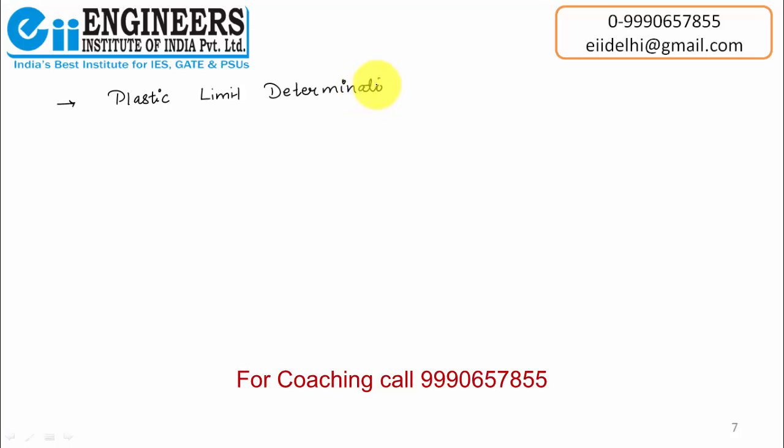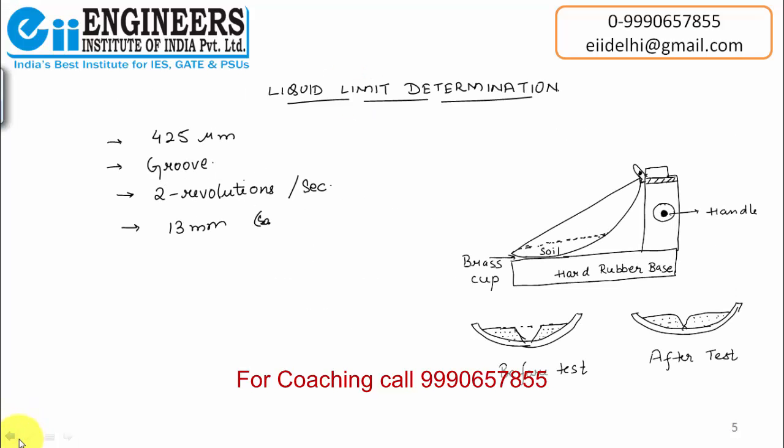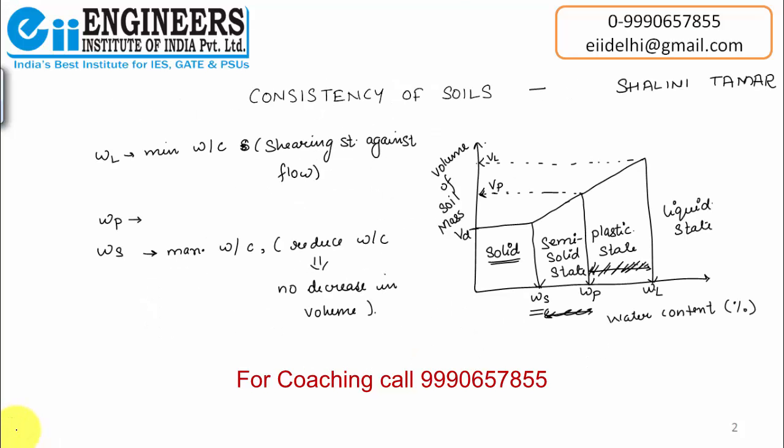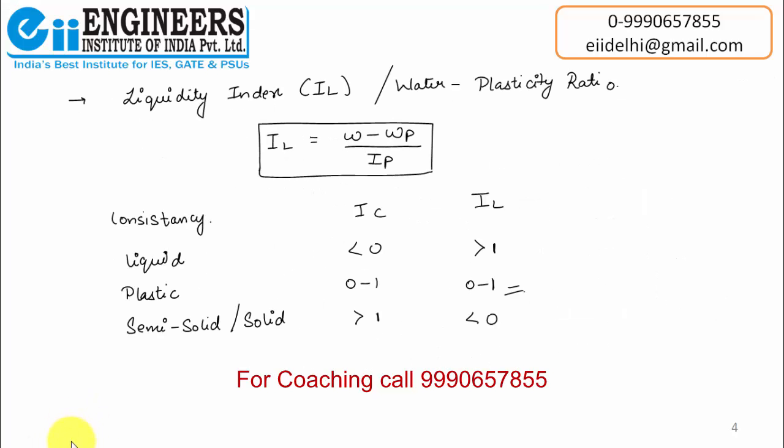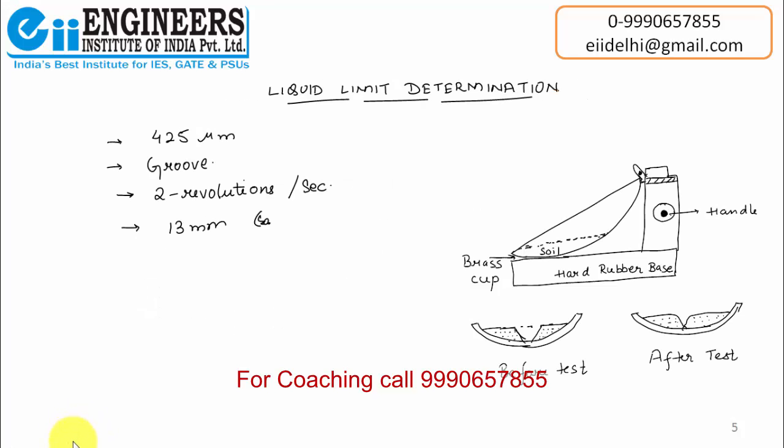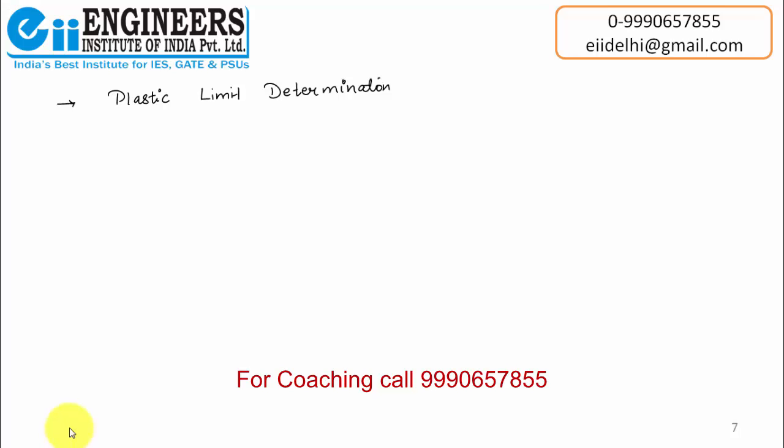Well, the plastic limit. What was the plastic limit? Basically, we have seen in the first figure that the plastic limit is the water content corresponding to the arbitrary limit between the plastic state and the semi-solid state. As per IES, it is defined as the minimum water content at which the soil will just begin to crumble when rolled into a thread of 3 mm. Now we'll see how to determine this plastic limit.